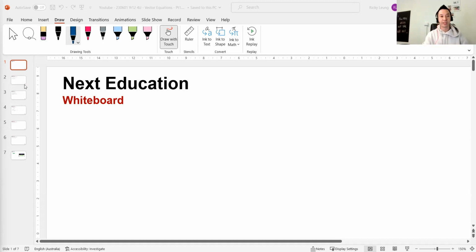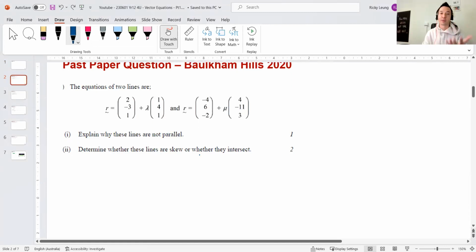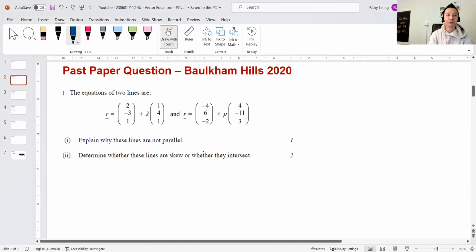So let's begin. So we'll start off with a past paper question from Balcombe Hills, right? Classic question. It's a 3 marker. Nothing really hard about this, very textbook. I thought I'd just do it to get the system going, get the framework going, right?